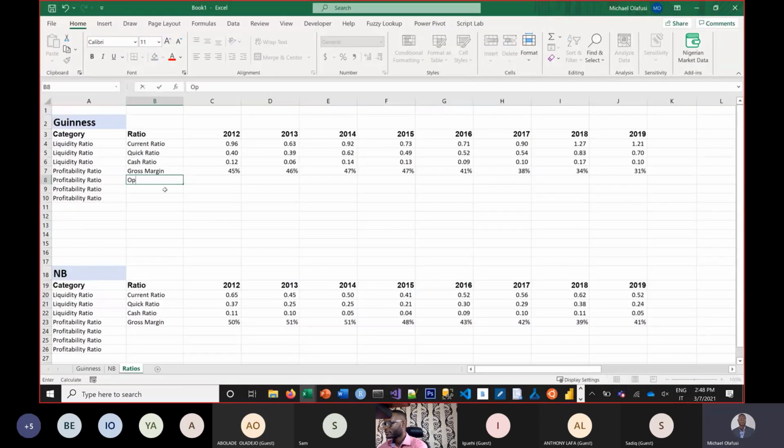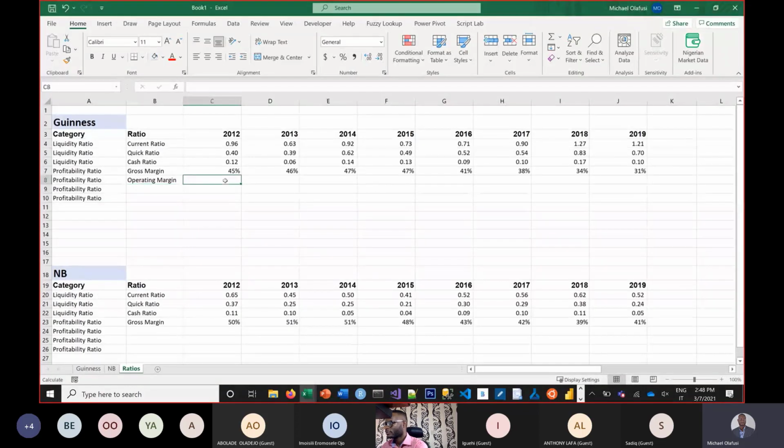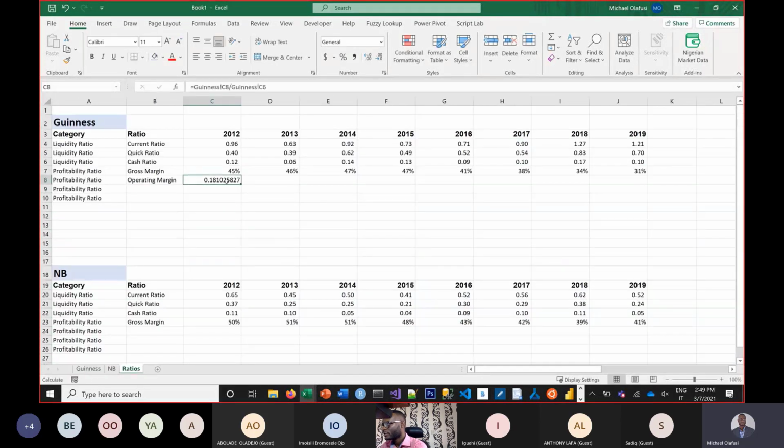So, operating profit margin, which, if you look at the definition, is the operating profit over revenue. I'm going to quickly do that. I'm going to go to Guinness, grab the operating profits, and divide that by the revenue. Okay, I'm going to make it a percentage, and I drag. I'm going to do likewise for Nigerian Breweries.